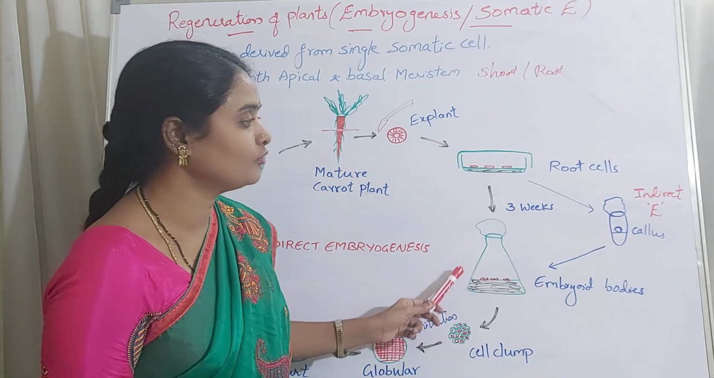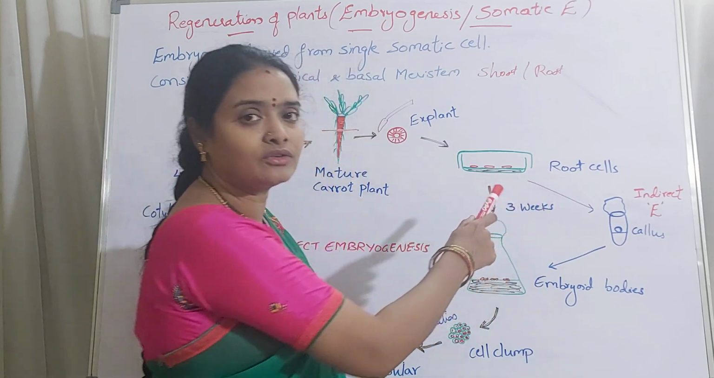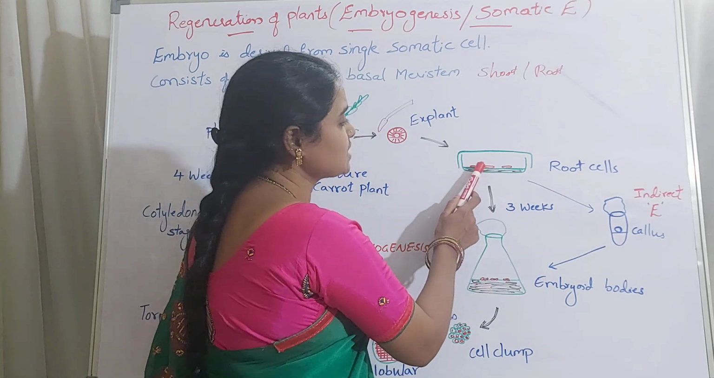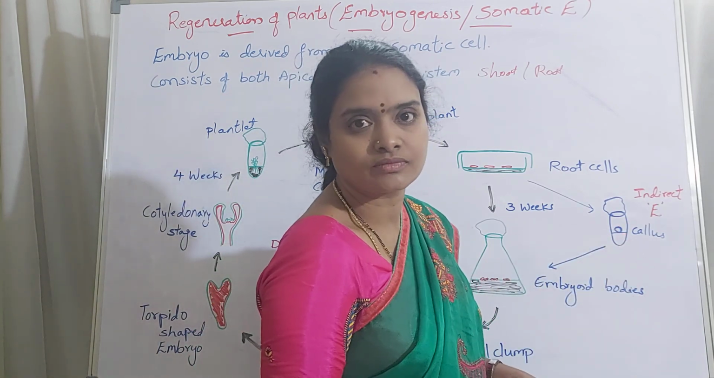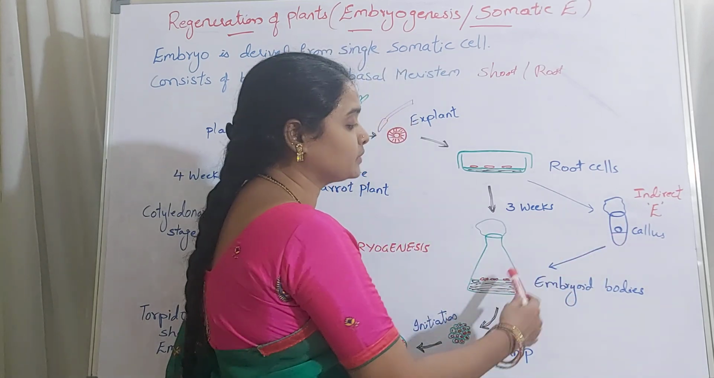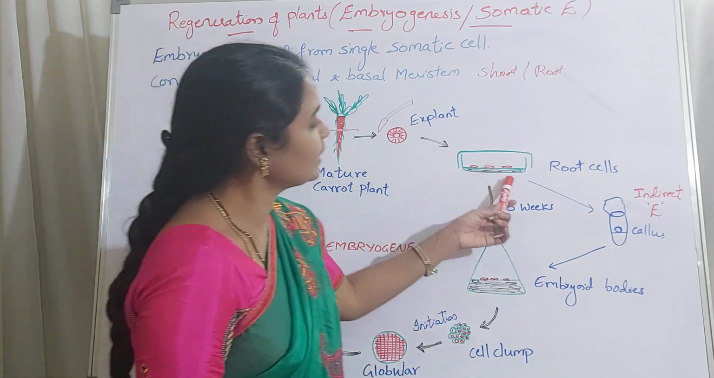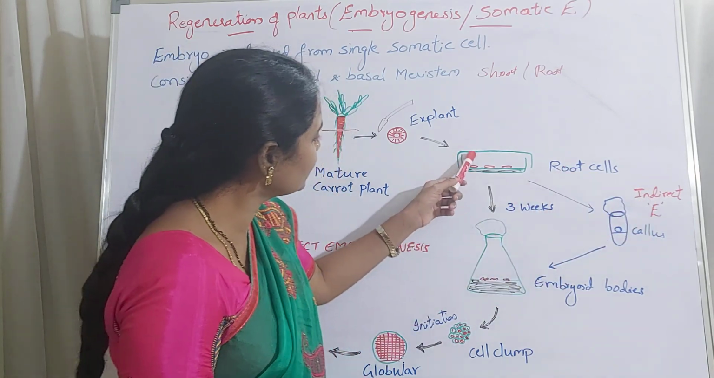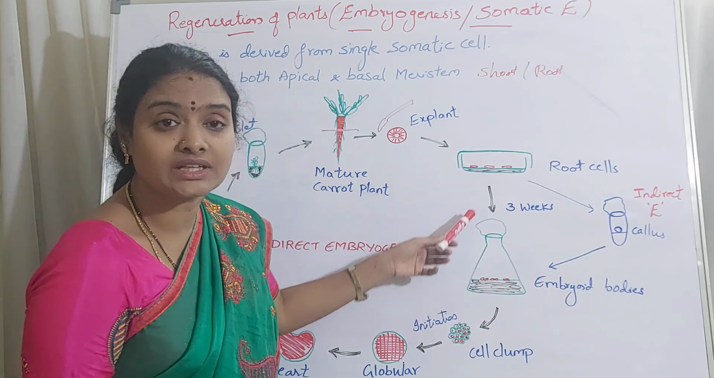If you want to go for indirect embryogenesis, what you have to do? Here you use auxin to cytokinin in a 1:1 ratio, so that without forming embryoid bodies, these explants develop into an undifferentiated mass of cells or callus. After formation of the callus, the callus is again induced to form embryoid bodies or directly the shoot and root system. So that will be a lengthy process. No one will go for indirect embryogenesis. They prefer direct embryogenesis, which is produced within 3 weeks.